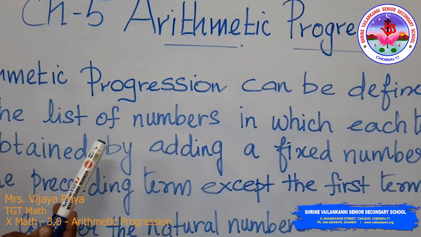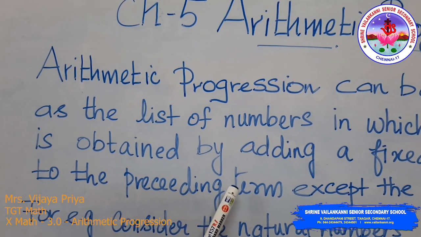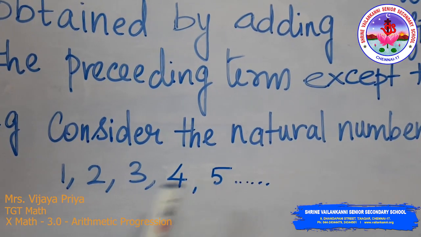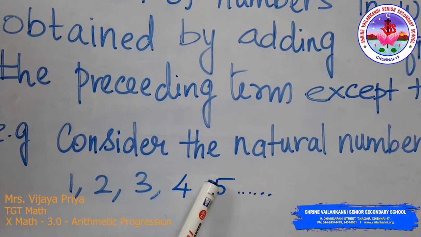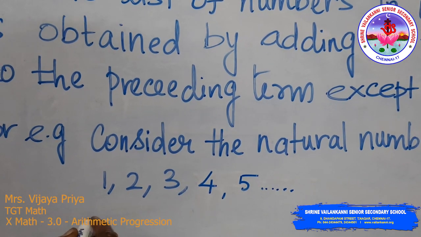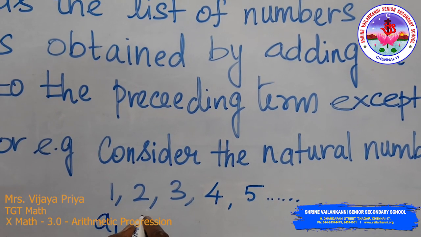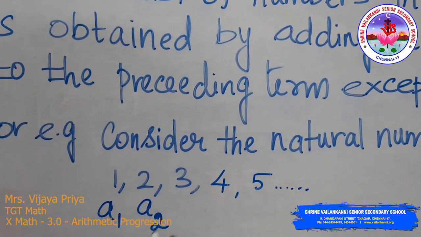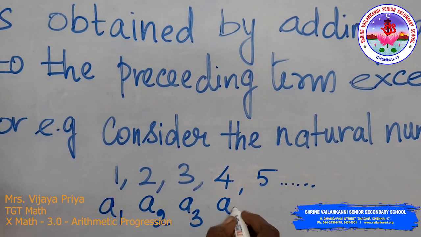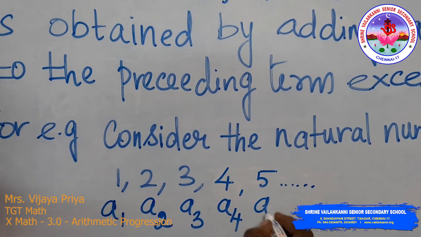I will give you some examples to show you the definition of arithmetic progression. For example, consider the natural numbers 1, 2, 3, 4, 5, etc. We call 1 the first term, represented as A1, and 2 is the second term, represented by A2. 3 is the third term A3, 4 is the fourth term A4, and 5 is A5.